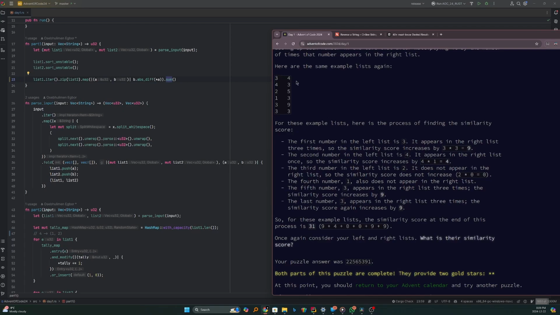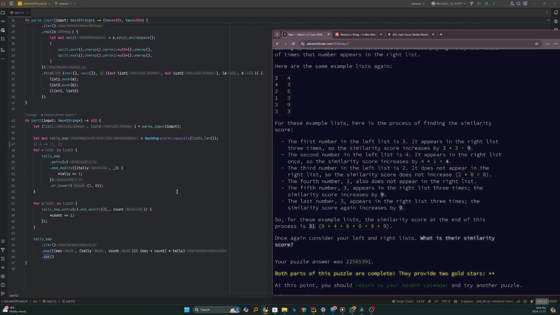So 3, okay, how many times do you occur here? 3. 4, how many times do you occur here? 1. 2, how many times do you occur here? 0, because it wasn't in the list. 1, 0, 3, 3, 3, 3. Time complexity for that is O(N). O(N) to build the map, O(N) to query, because querying the hash map is O(1). So yeah, that's kind of what we do.